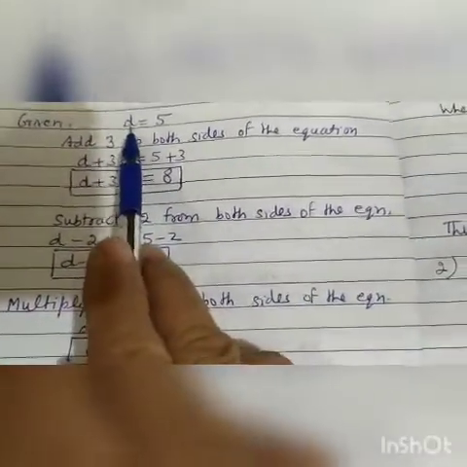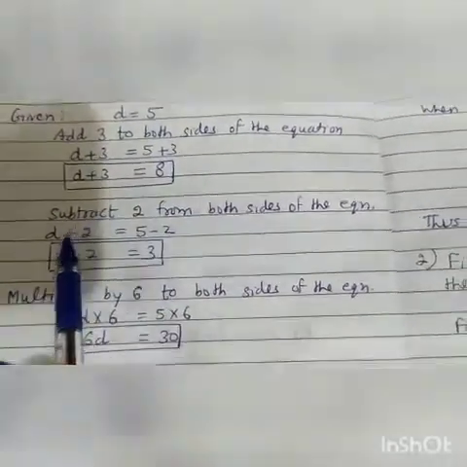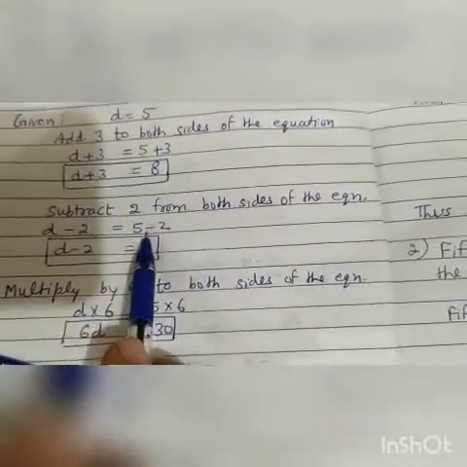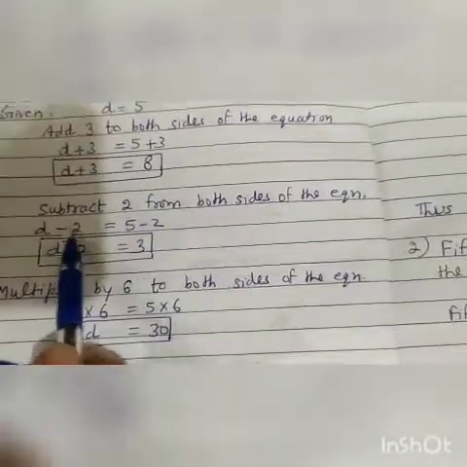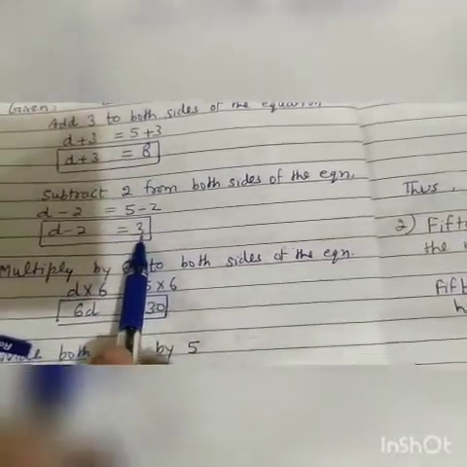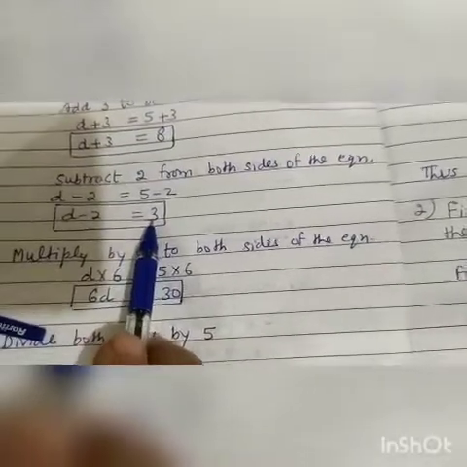Equation is again same, D is equal 5. If I subtract 2 from both sides, then what will be written? D minus 2 is equal 5 minus 2. D minus 2 will be written as it is, equal 5 minus 2 will be equal 3. So what is the equation? D minus 2 is equal 3.